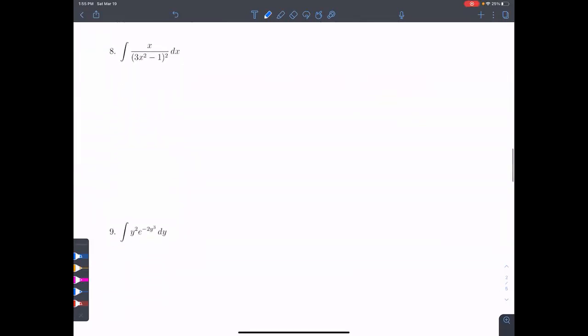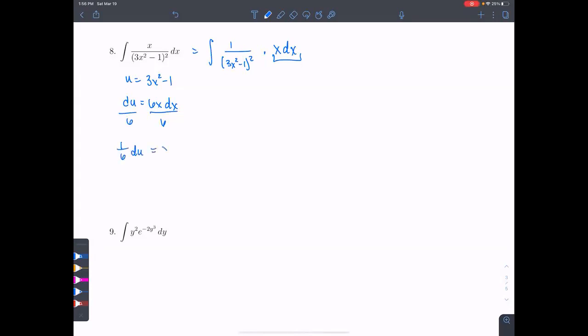Number 8, the inside function u is what's on the bottom there. So 3x squared minus 1, du is 6x dx. Again, rewriting this, you can see I have 1 over 3x squared minus 1 squared times x dx. So this is what I have. So I'm going to divide this by 6. So I have 1/6 du equals x dx. So I'm ready to make my substitutions now.